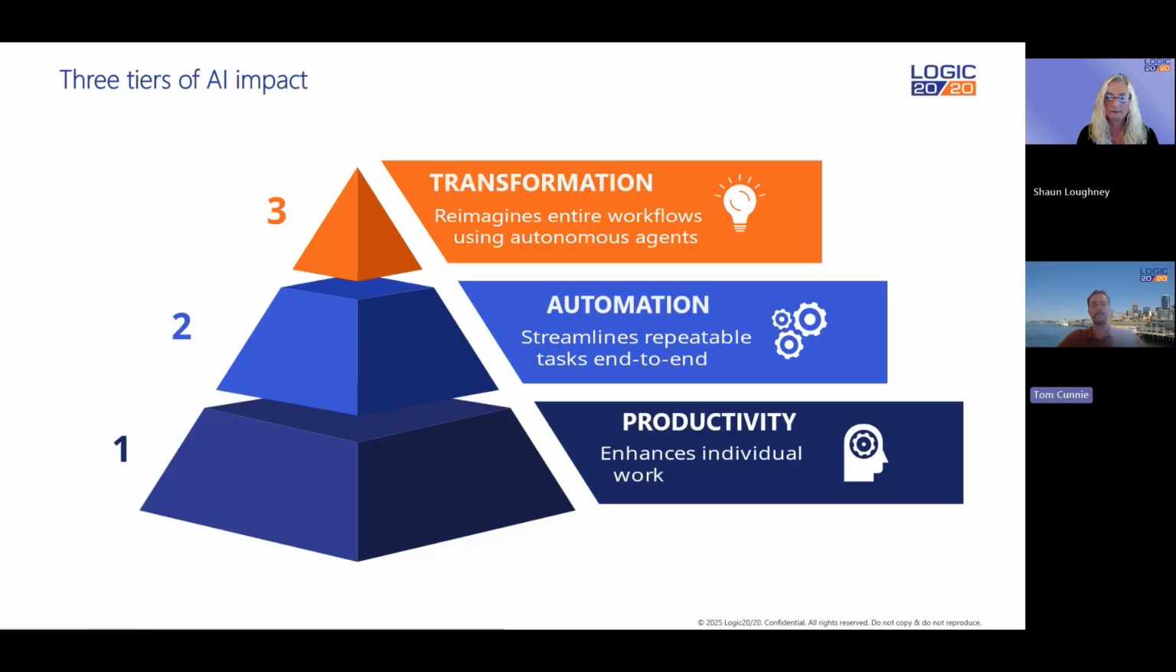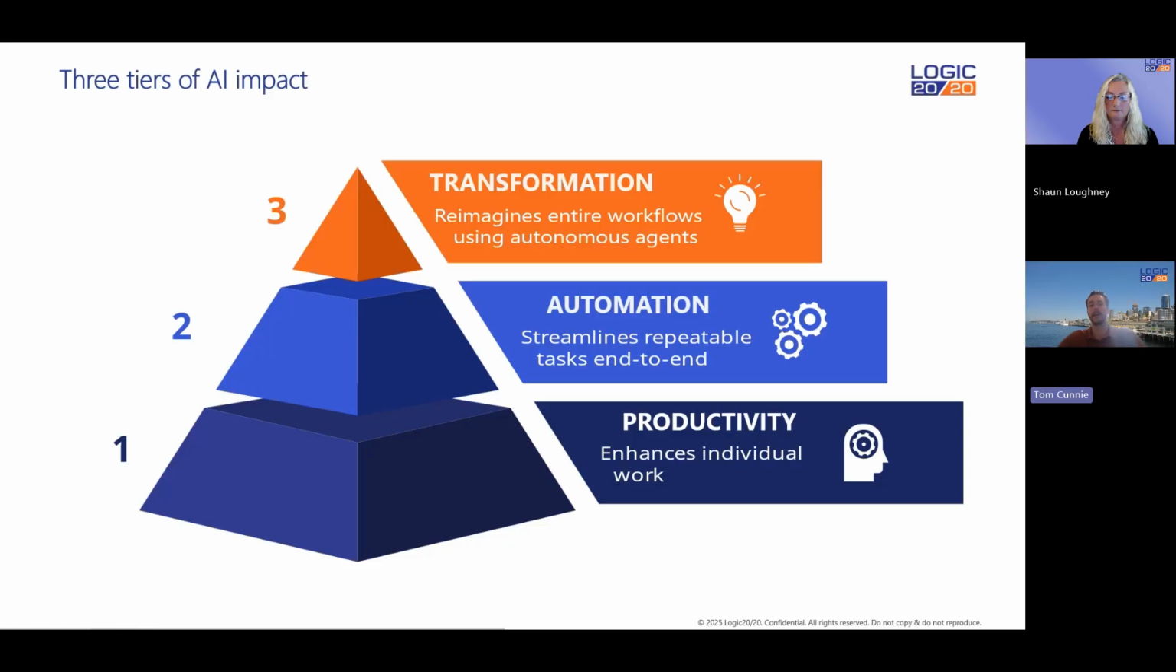At the most basic level, AI enhances individual productivity. Think of tools that help employees draft emails, summarize documents, or research topics in seconds. These are quick wins. They take repetitive, time-consuming tasks off our plate, allowing people to focus on higher value work. It's about speed and efficiency at the individual level.